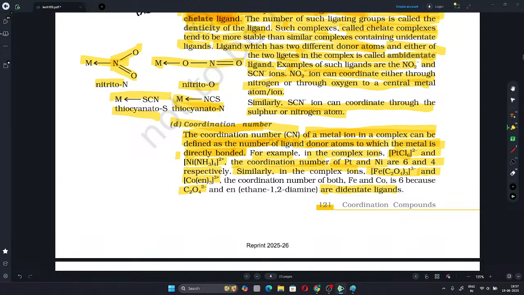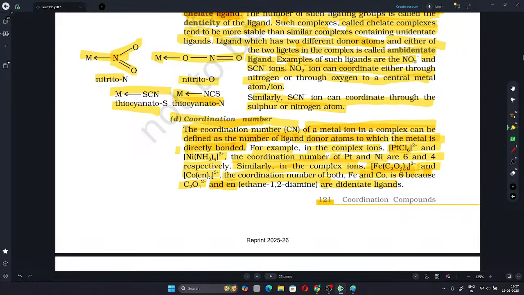En is nothing but ethane-1,2-diamine, the structure which I drew before. The coordination number of both Fe and Co is 6 because oxalate and ethane diamine ligands are didentate or bidentate ligands.